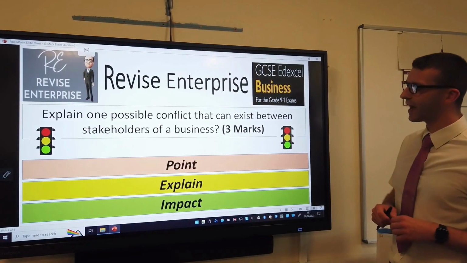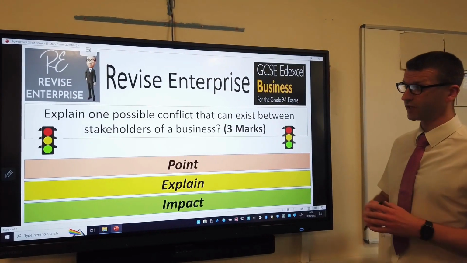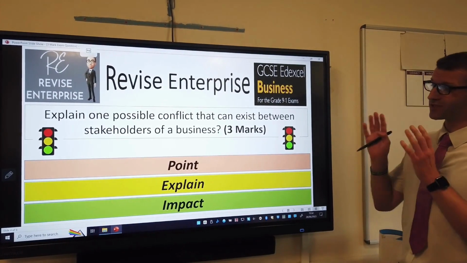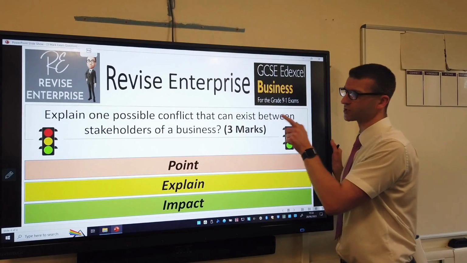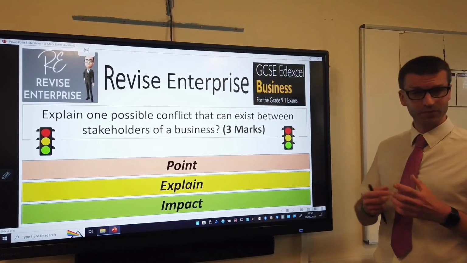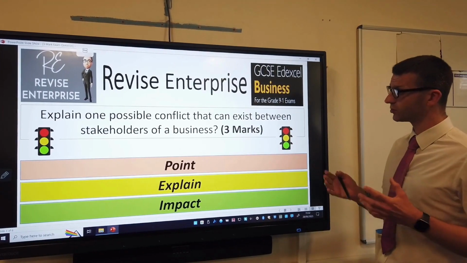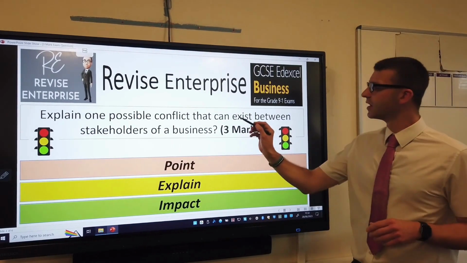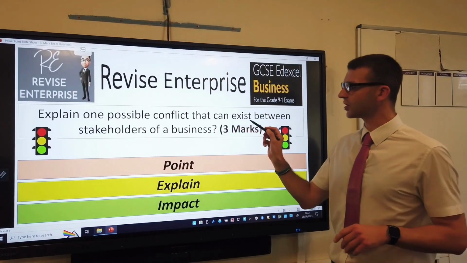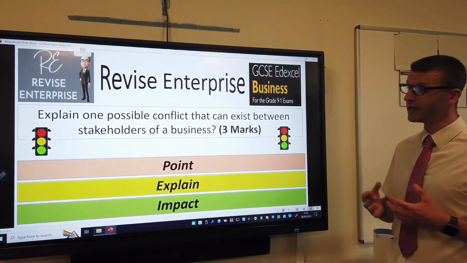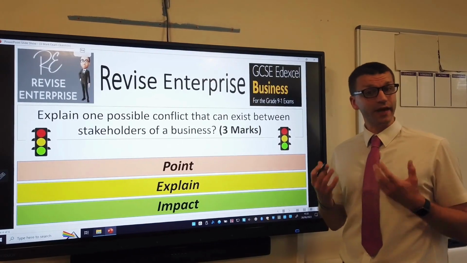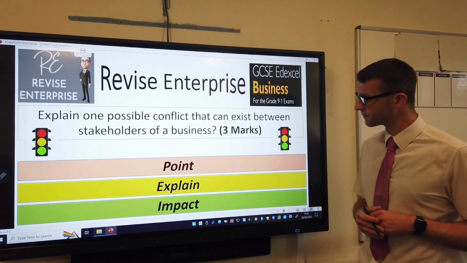Same concept again. It's not related to a case study. It's worth 3 marks. And the second question is, explain one possible conflict. That's an argument between 2 or more stakeholders in this particular instance. That can exist between stakeholders of a business, and stakeholders meaning anyone who has an interest within the activities of a particular business. All right.